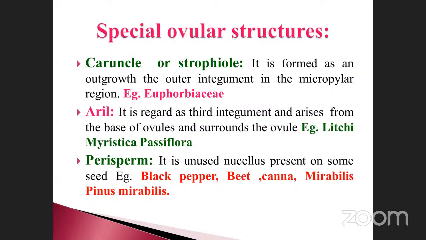Which one? In the Euphorbiaceae, the Hevea brasiliensis, the rubber family. Okay. And arils are also found in lychee, Myristica, and Passiflora. These are the examples.